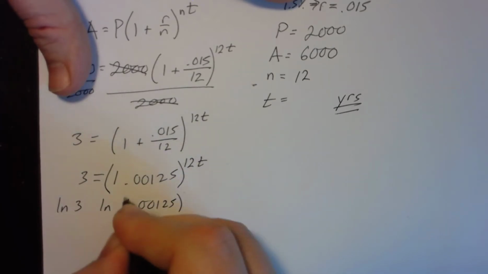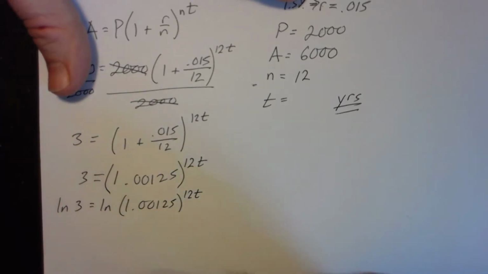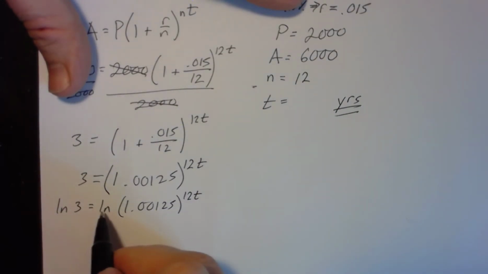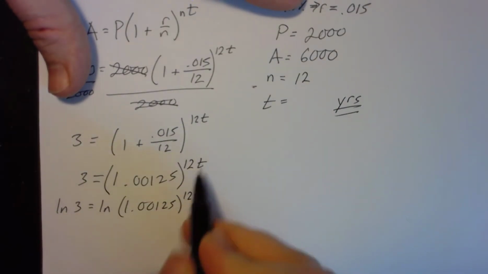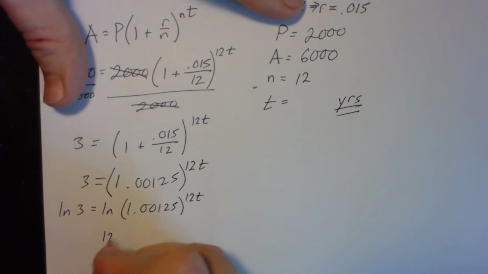In doing so, that 12t is now inside of a log function. Again, I've applied the log to both sides, to this 3 and to this whole thing. That 12t can now be dropped down in front because it is simply an exponent inside of a log.